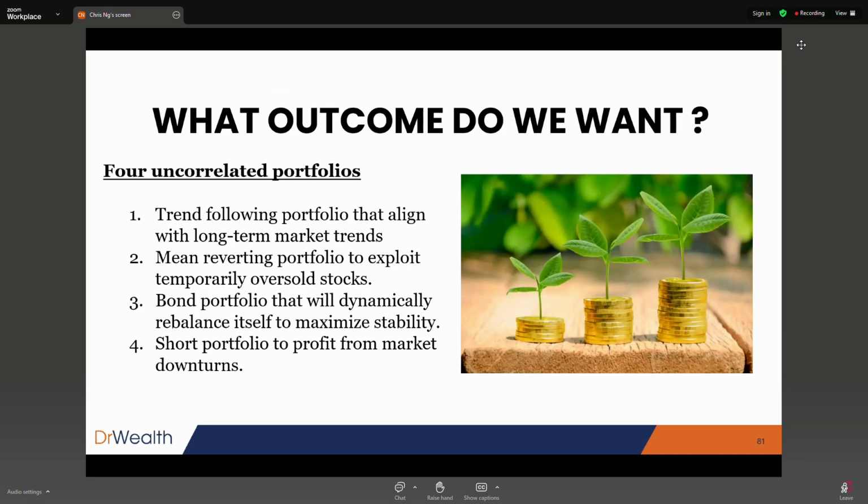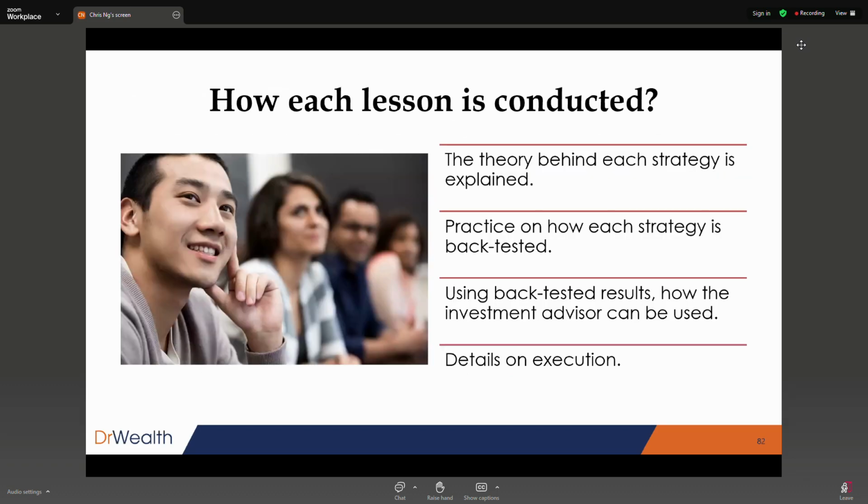What is the outcome we want? We are in essence building 4 different strategies: trend following, mean reverting, a bond portfolio, and optionally a short portfolio to profit from market downturns. And this is how each lesson is conducted in my program.